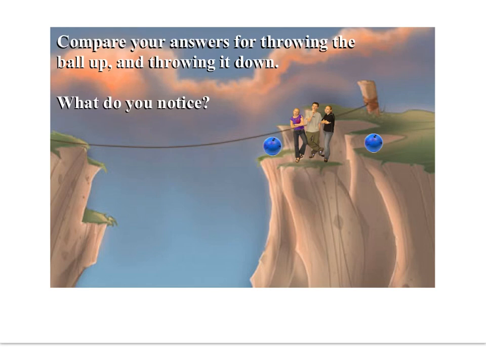If you take a look at the speed of the ball right before impact when Laura threw the ball down versus when Marjana threw the ball up, you should notice something pretty darn interesting there. So take a little time and think about why those two answers are exactly the same.